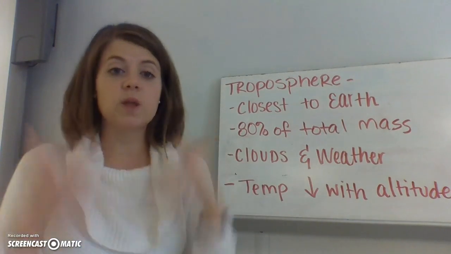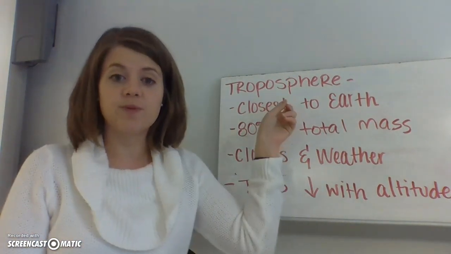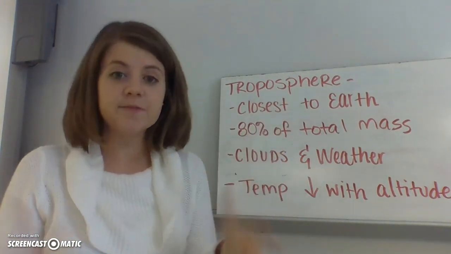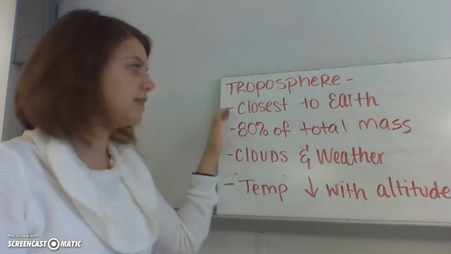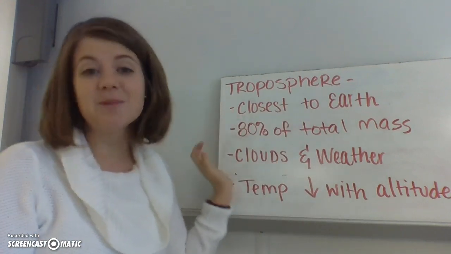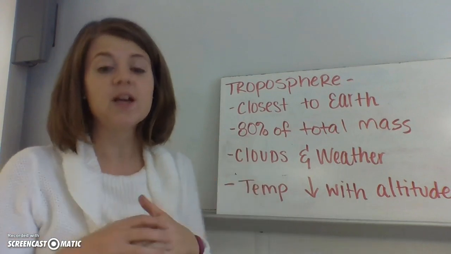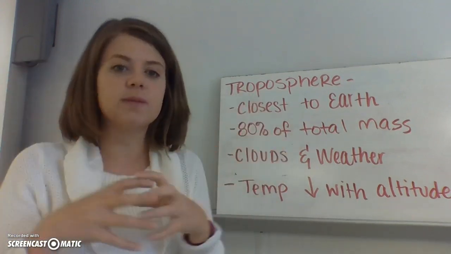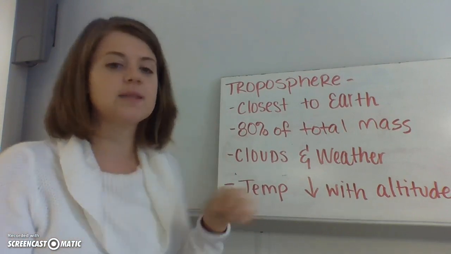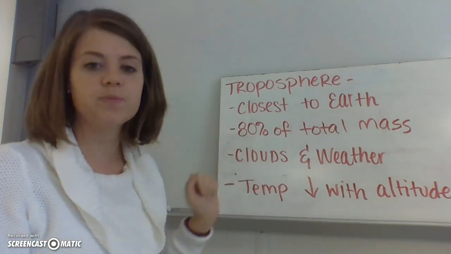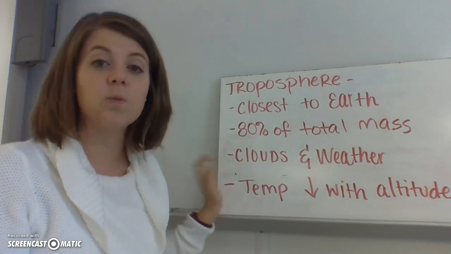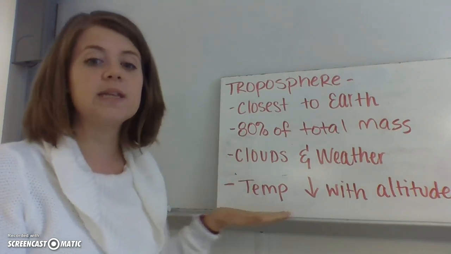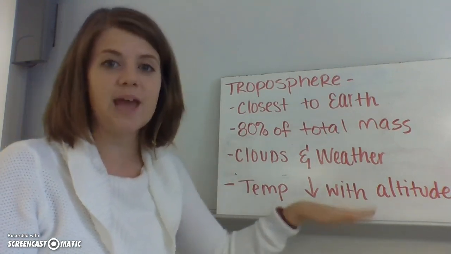So let's start with what's closest to us, and that would be the troposphere. So where do we live? We live in the troposphere. It is the closest to Earth. It is 80% of the total mass of the atmosphere. So remember we have talked about the density and where most of the mass is found? Well, most of the mass is found right here in the troposphere. This is where we see clouds and weather, and we also see that the temp decreases with altitude.